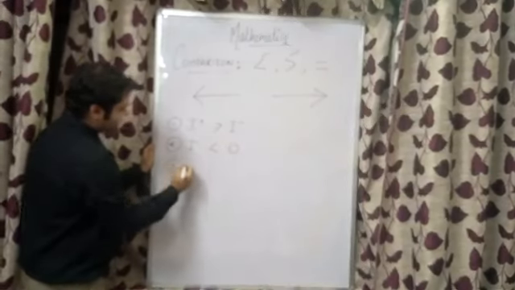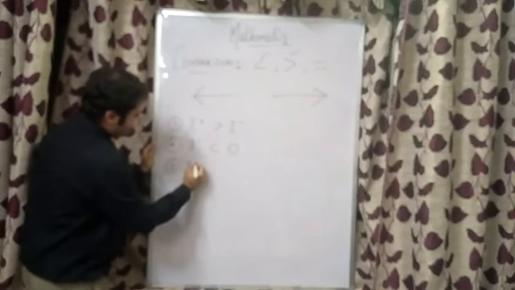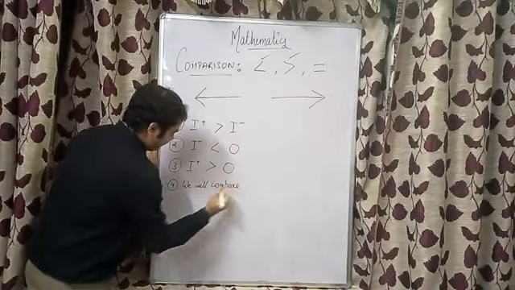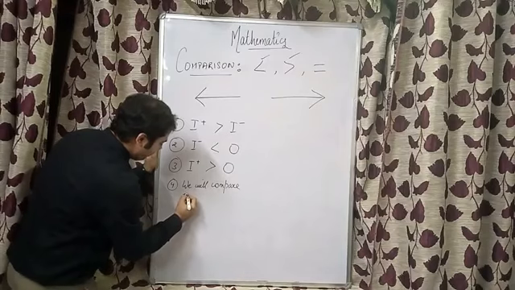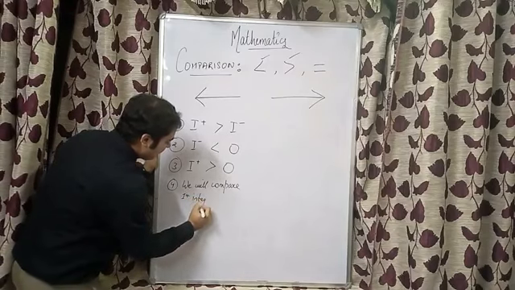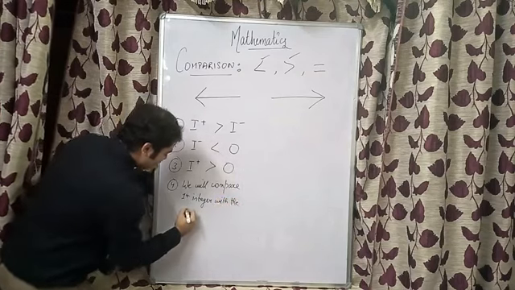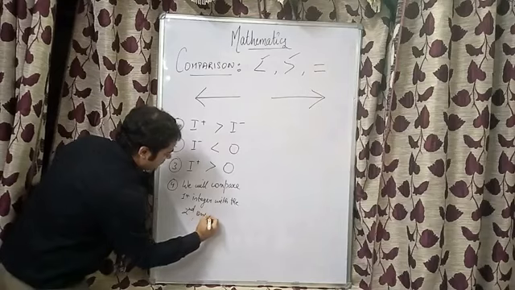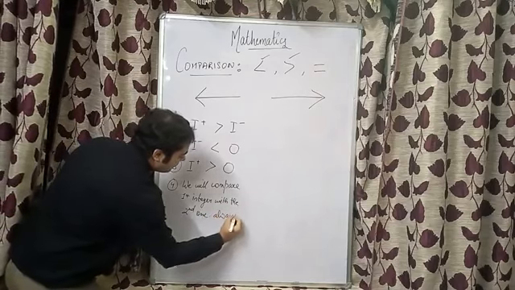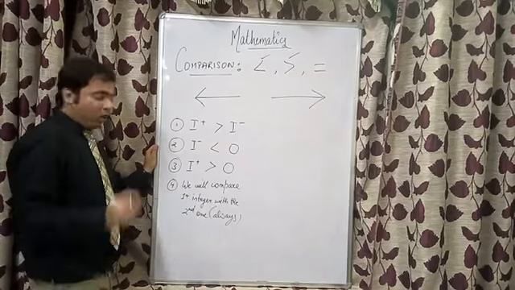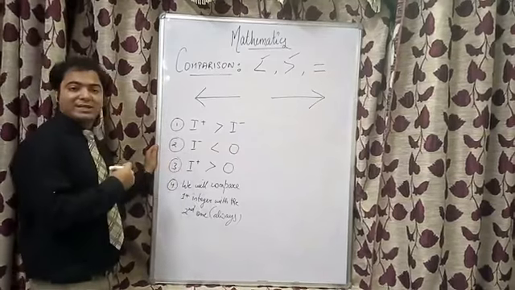Third thing, positive integers will always be greater than 0. The fourth point, we will compare the first integer with the second one always, right? We always compare the first integer with the second one.